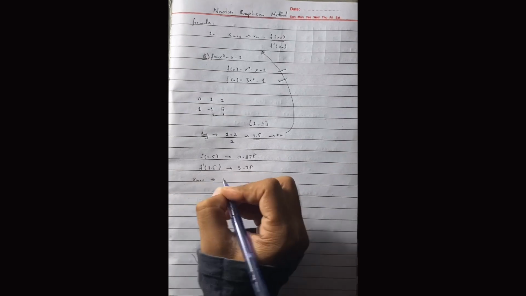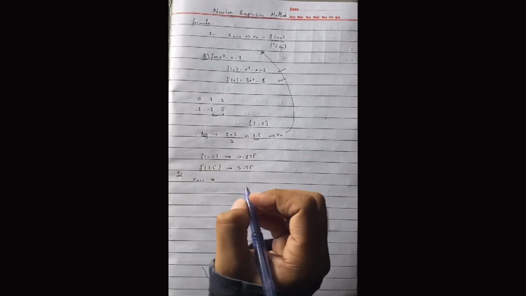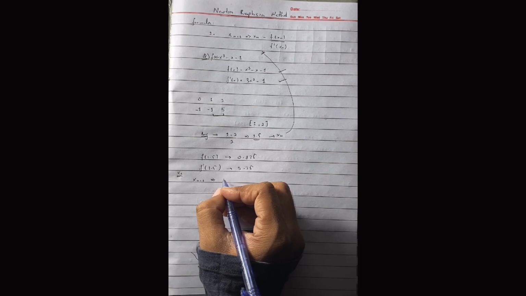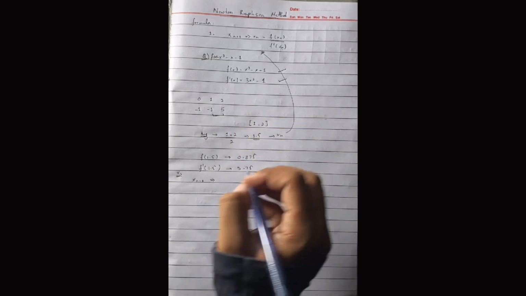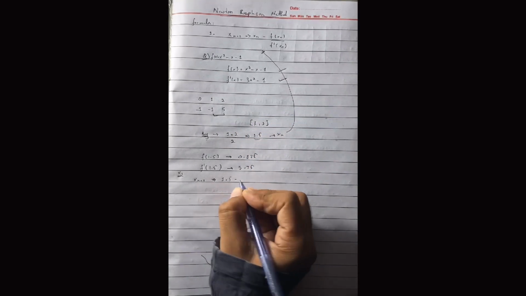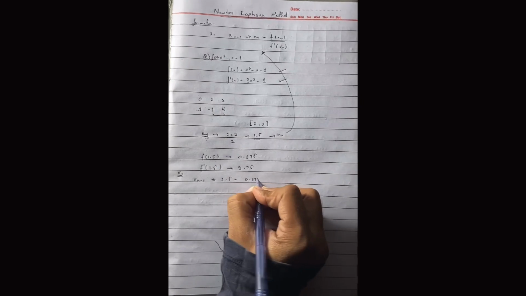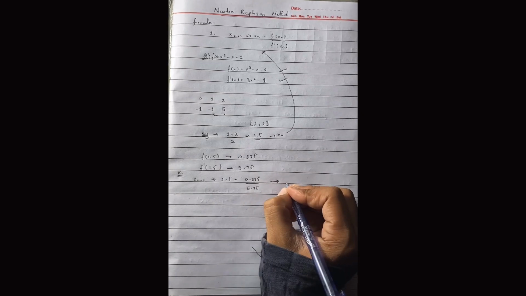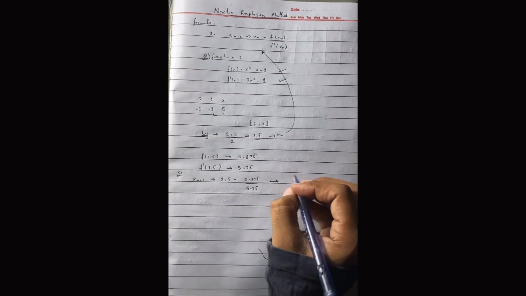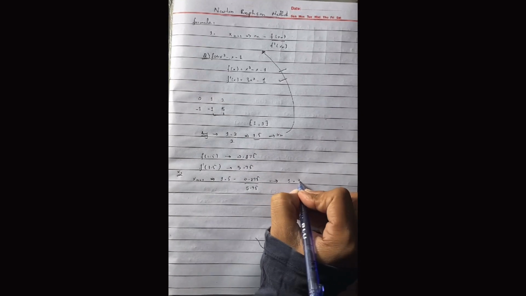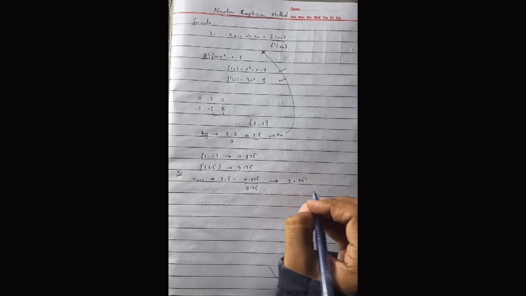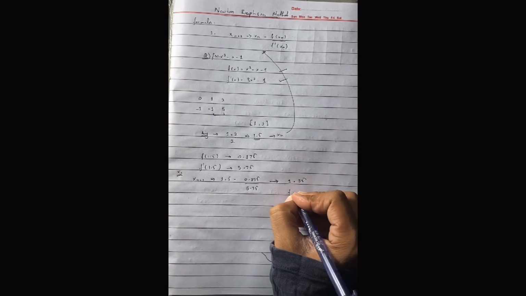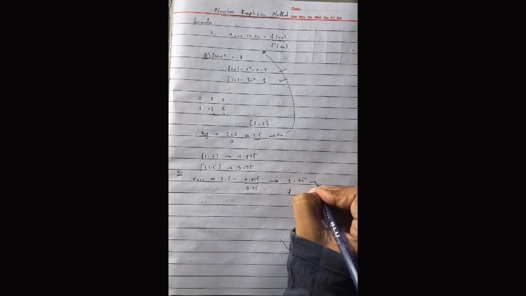Now for x1, we perform this method. xn, which is 1.5, minus 0.875 divided by 5.75. So the answer will be 1.35. Now this is our x1.